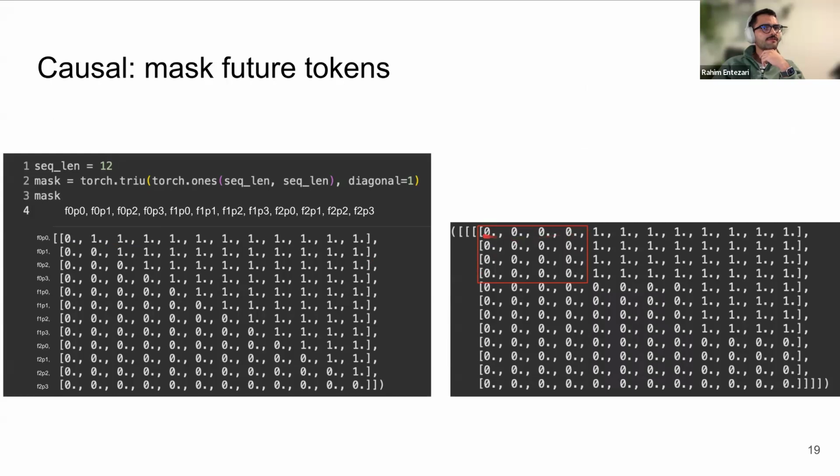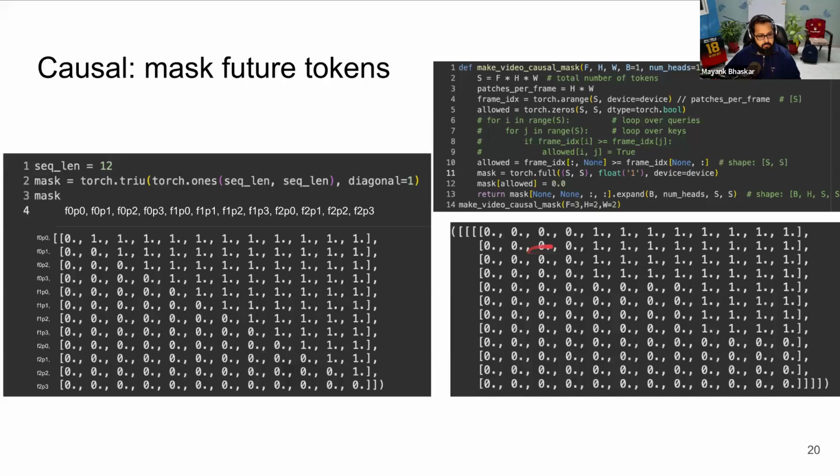These are the 4 patches from the same image. Now I want to especially say that these are connected to each other. They need to attend to each other. But then when I go here, I want to look at the previous frame, right? This is the previous frame, but don't look at the next frame. So when I'm in the first frame, don't look at the future frames. But when you are in the second frame, you can look at the same frame and the previous frame, but don't look at the future frame. Does this make sense?